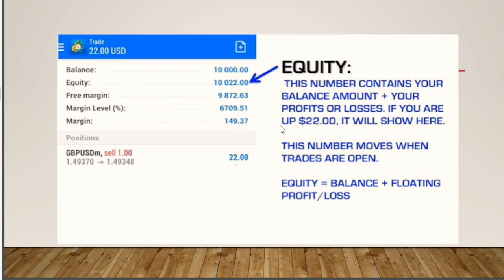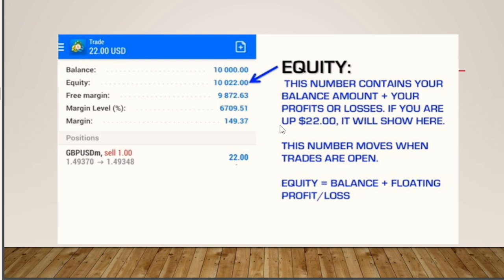So equity is your actual money when you have your trade open. The moment you open positions, your balance is not your actual money. Your equity is your actual money. So you must guide and protect your equity jealously by putting money management into place. This number contains your balance amount and your profit or losses. If you are up $22, it will show here.